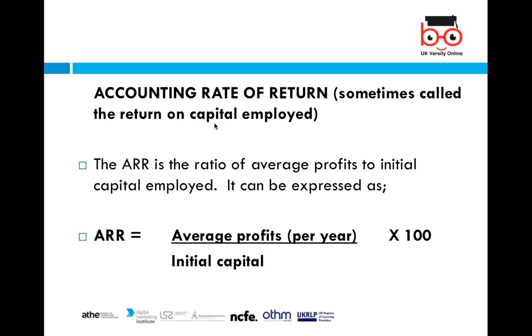So if an investor or an external person wants to see the return on capital employed, that's the initial capital invested. When we divide the average profit, that's the operating profit or the net profit per year, by the initial capital invested, that accounting rate of return is a ratio of average gross profit, net profit or operating profit to initial capital employed. That can be calculated either way, and it should be expressed as a percentage.